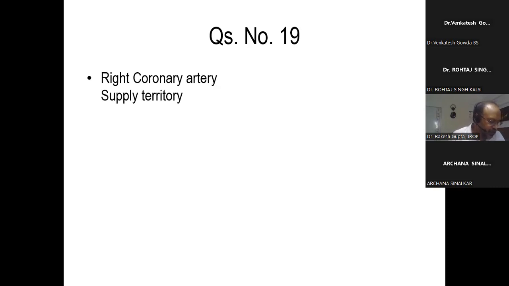Okay, let's take this question and give it to Dr. Dheeraj Kumar Singh. Dr. Sanjeev Mathur from Jaipur, are you there? Tell me the right coronary artery supply territory. It supplies the right ventricle and a part of the basal septum. And the posterior wall of the right ventricle.